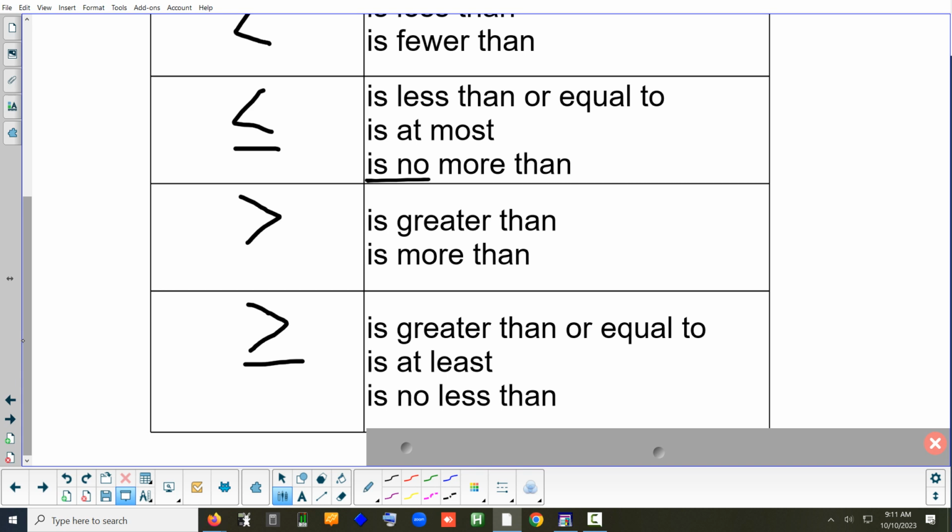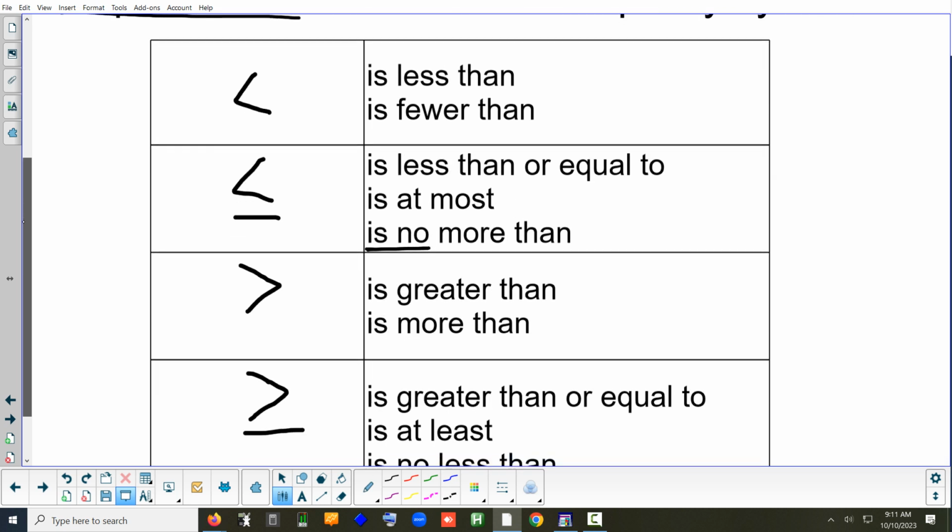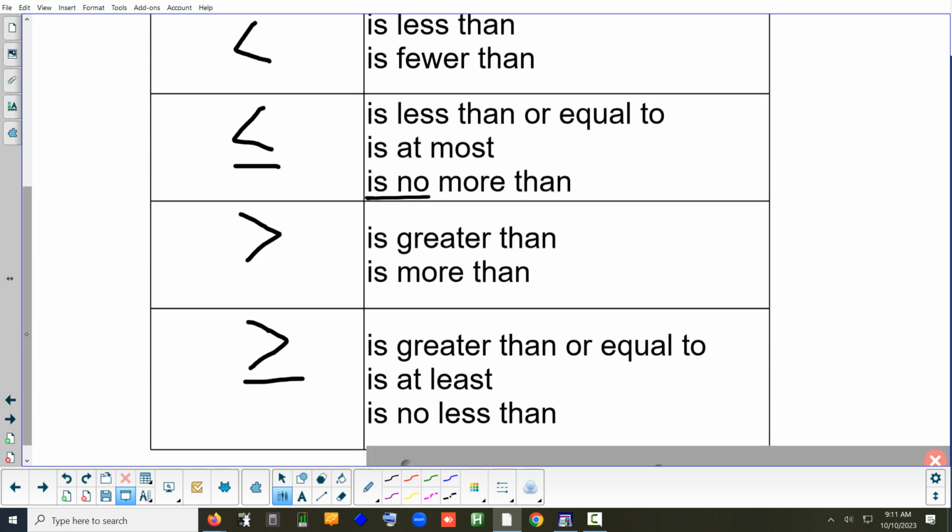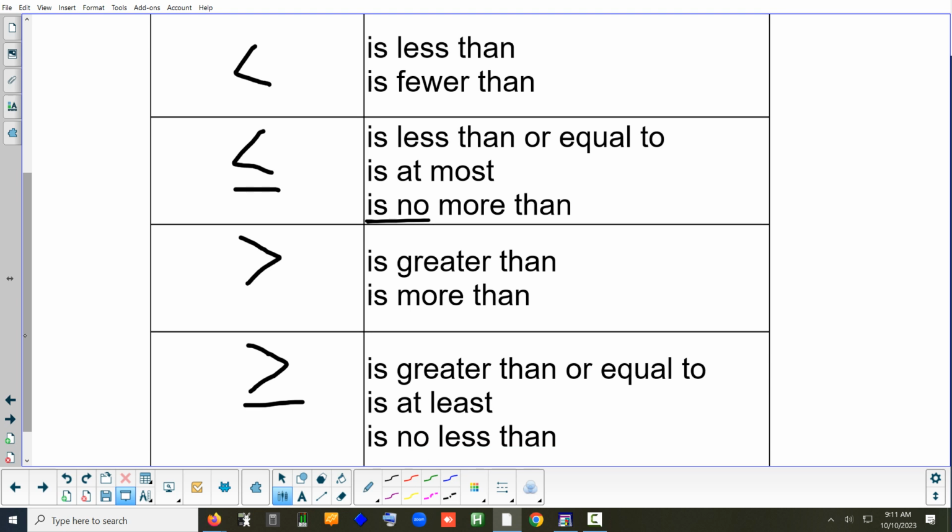Okay, so just different ways of saying those inequality symbols. The first one is the most common one in each one. It is less than or equal to, greater than or equal to. But a lot of times in a word problem, at most and at least come up quite a bit. Okay, so any questions on those 4 symbols or different ways to say them?